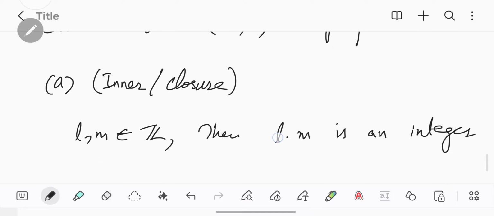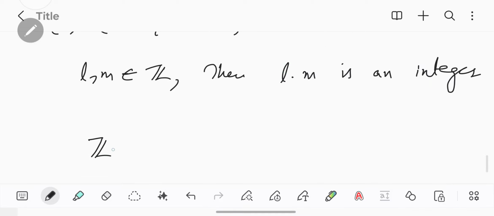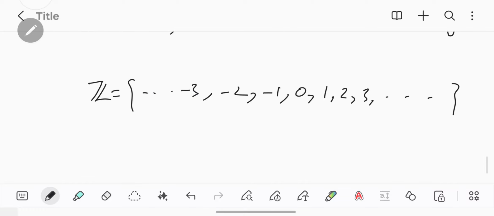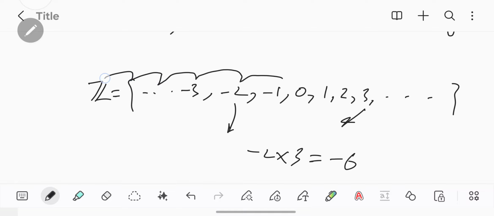So, what does that mean? Here you have the set of integers, which is 0, 1, 2, 3, and here minus 1, minus 2, minus 3, both are the same shapes of the set of integers. What will happen if you multiply minus 2 with 3? You will get negative 6. So here you have minus 1, minus 2, minus 3, minus 4, minus 5, and so on, minus 6. So minus 6 is inside.